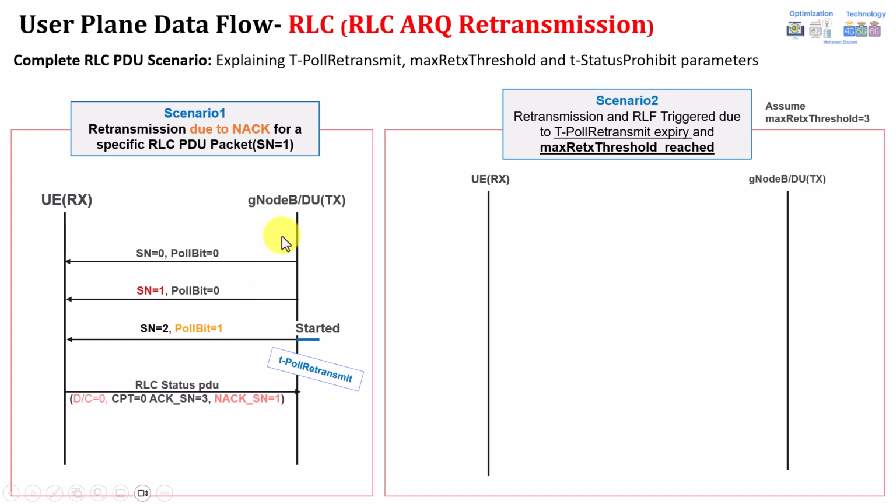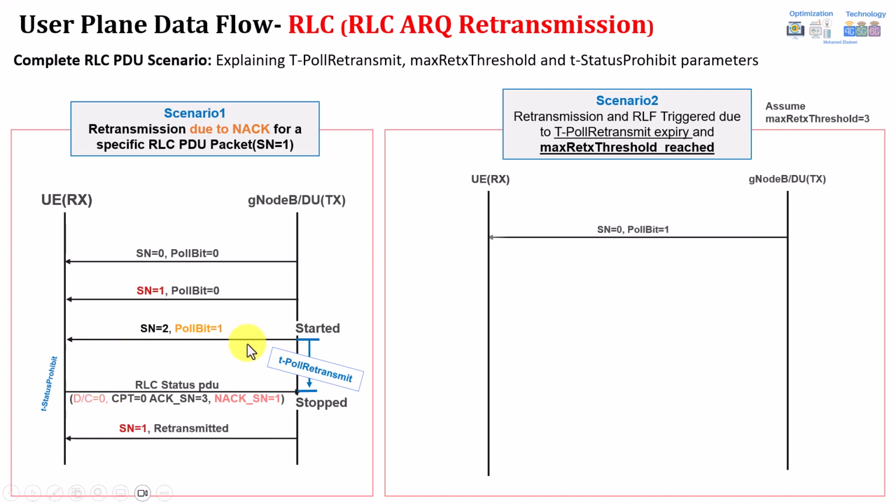So in this case, what will happen? This timer will start and stop once you have feedback. So since you have feedback here, this one will be stopped, as you can see here. And again, the T-status prohibit timer will be starting whenever there is feedback sent from the UE, and the UE cannot send any additional feedback until this one expires. So a very long value of this timer can delay the feedback from the UE. A very short one can increase excessive feedback from the UE.